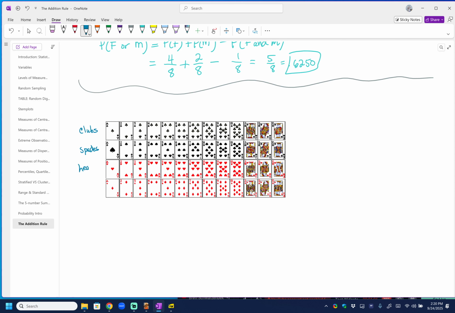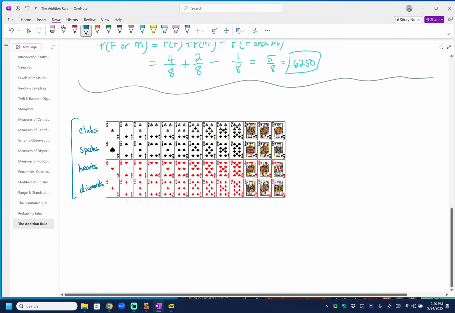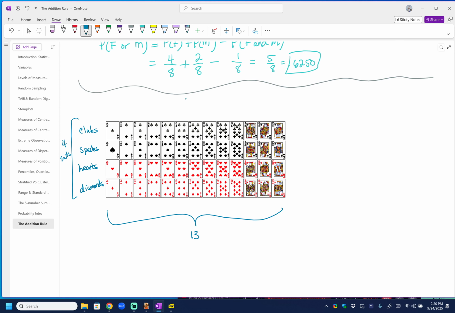We have diamonds. Okay, I'm just going to move over a little bit. So right here, we got the 4 suits. Okay, there are 13 cards in each suit for a total of 52 cards in the deck.